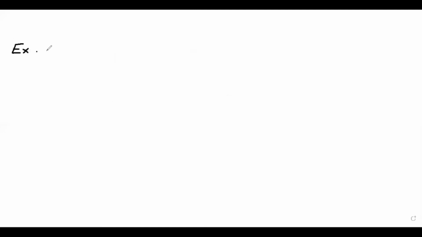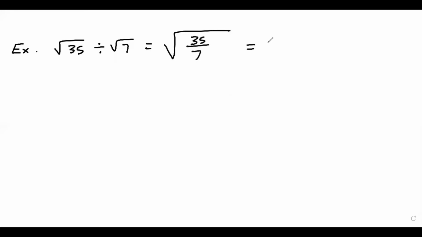So let's say we have root 35 divided by root 7. Now they have the same order, so we can simply put them under one big square root. So that's 35 over 7. And we know that 35 divided by 7 is 5. So the answer would be root 5.